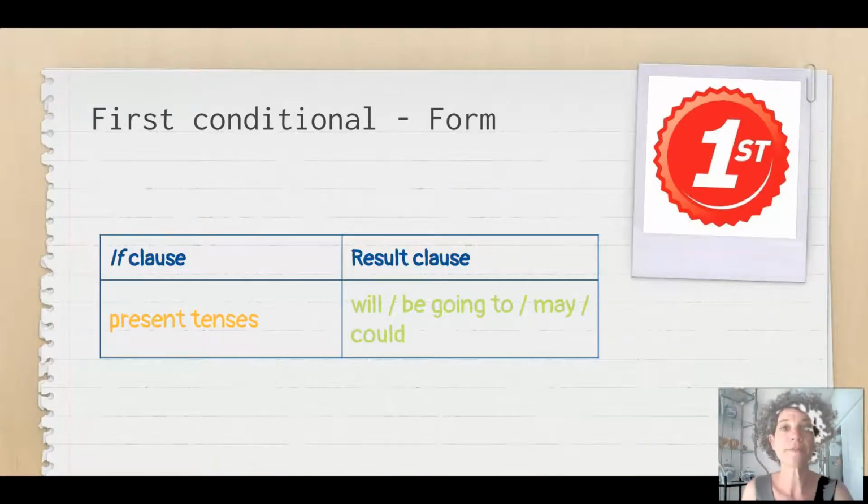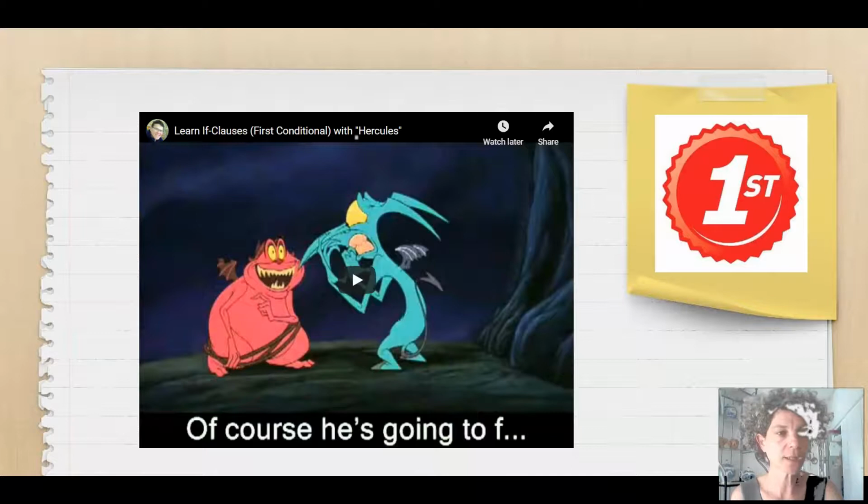With the first conditional, the if clause will appear using the present tense, and the result clause will be in the form of future. So we will see will, be going to, may, or could. All of them refer to a future event. So now let's take a look at this short clip for examples.